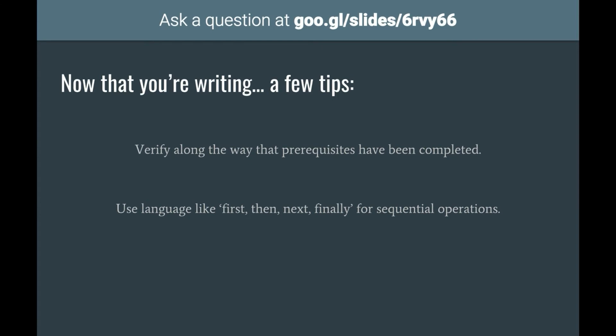Verify that you have the prerequisites done. So you can say, all right, if you've done the following 3 things, then you're ready to move on to this. And for sequential things, this is something that they taught my son and daughter in English class several years ago. If you're describing a process, use first, then, next, next, next, and finally.